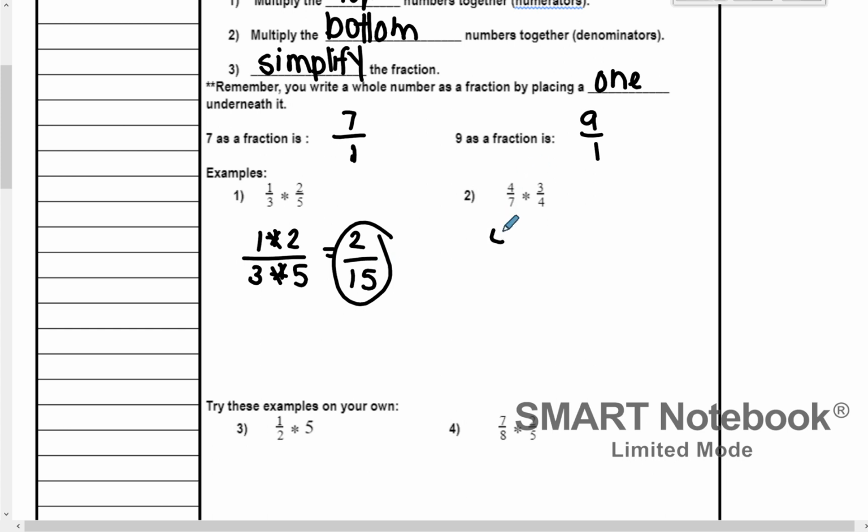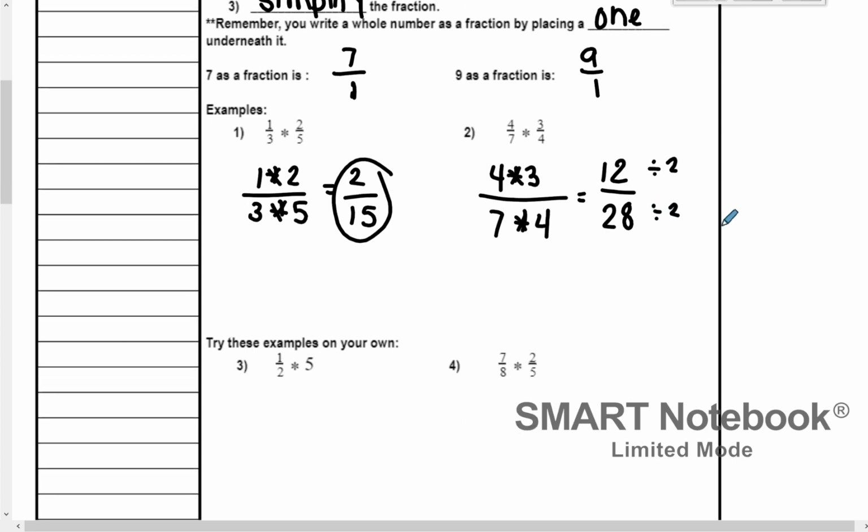Multiply our top numbers together, that would be 4 times 3. Multiply our bottom numbers together, that's 7 times 4. 4 times 3 gives us 12. 7 times 4 gives us 28. Now what I'm going to notice is both these numbers are even, so I know that they both can at least be divided by 2. Okay. And 12 divided by 2, I'm just going to kind of bring this work down here, is going to be 6. 28 divided by 2 is going to be 14.